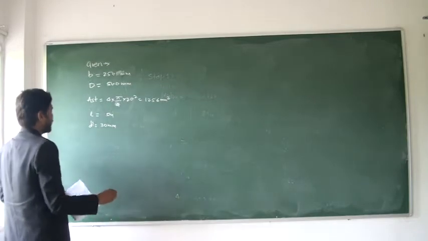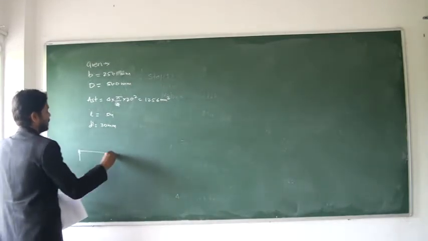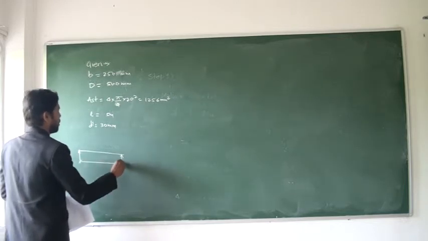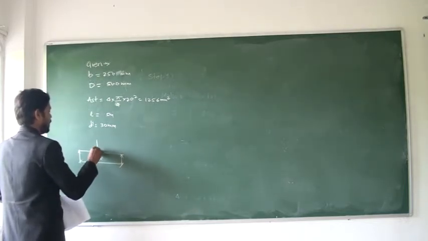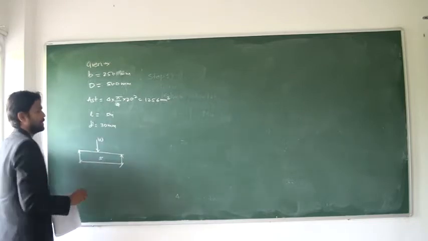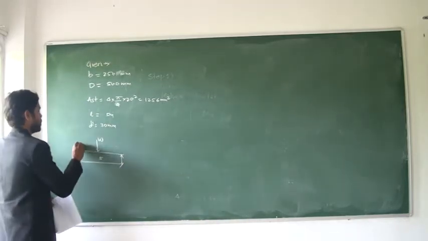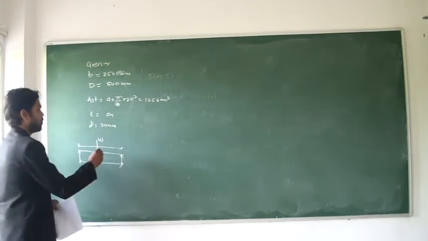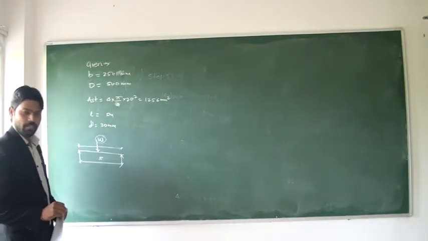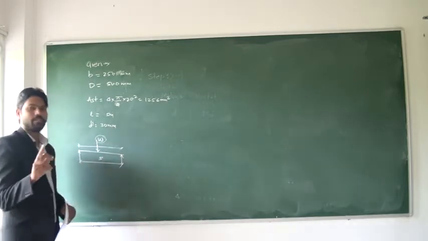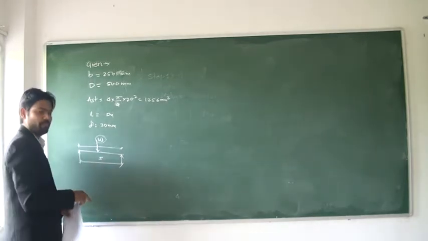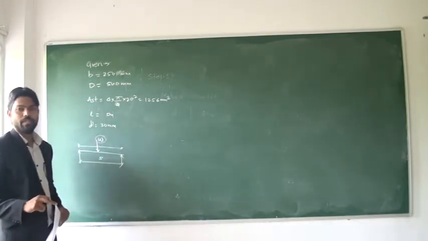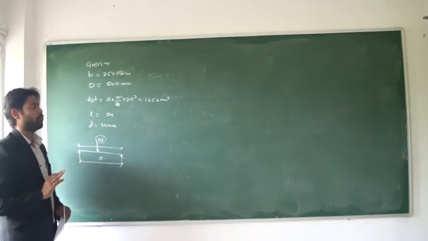Okay. Now what they have asked is that this beam is simply supported over a span of 5 meter, and we have to calculate the concentrated load supported at the center. We have to calculate this W. So for that we have to calculate first the moment of resistance for this beam, and we have to equate that moment of resistance to the bending moment of this beam, and then we have to calculate the W value.